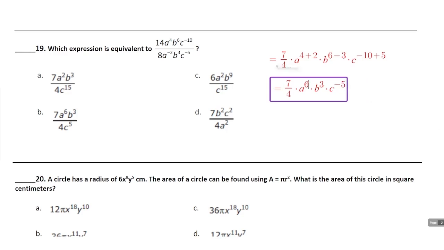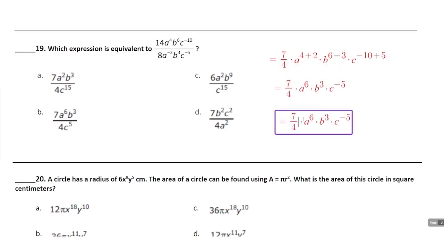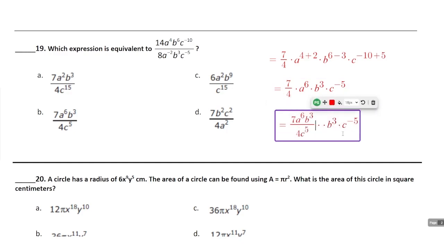Now to clean this all back up and write it how you see the answer choices, we want to write this as one big fraction. So all the powers that have positive exponents are going to go in the numerator, and then all the ones with negative exponents we'll put in the denominator with a positive exponent. So we'll put a to the 6th up here in the numerator times b cubed, and then we'll put c to the 5th in the denominator. So here's our answer. Let's go ahead and look, and yeah, we've got that in choice B.